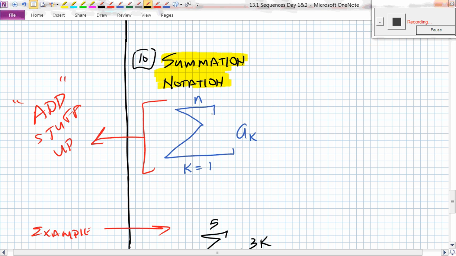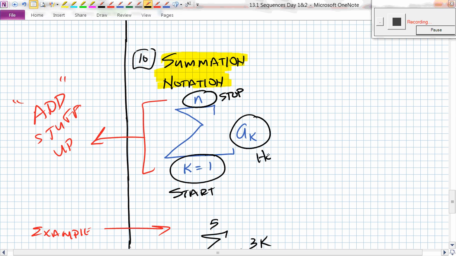When you see the giant sigma, it means add stuff up. The bottom part tells you where to start. The top number tells you where to stop. And the a sub k tells you the how part of your sequence. So the sigma means add things together. The k equals 1 says start. N equals your stopping value, and the a sub k tells you how to do it.